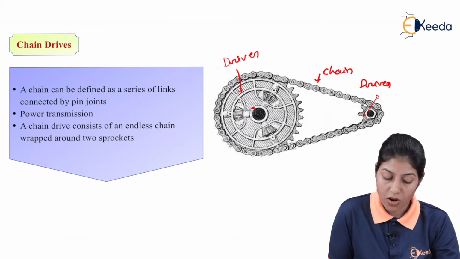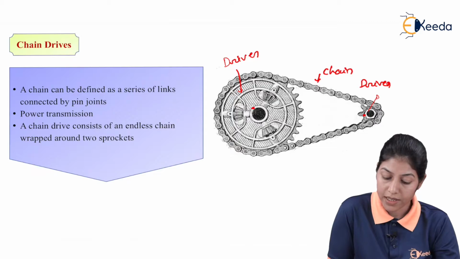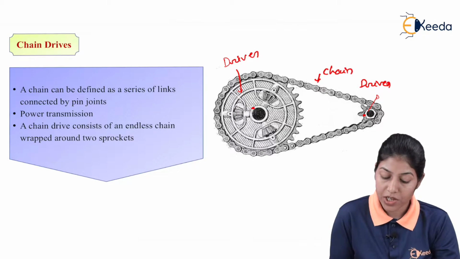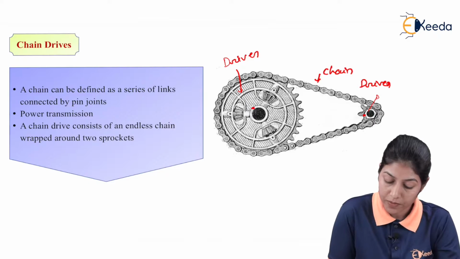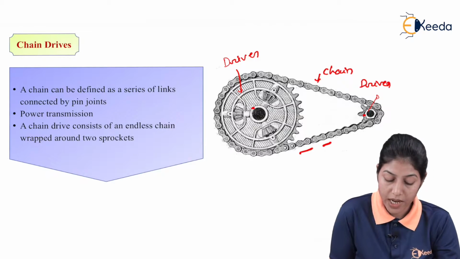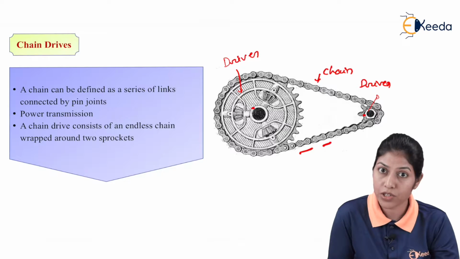So the chain drive we can define as the combination of one driving sprocket, one driven sprocket, and one chain. If we want to define the chain drive, first we have to define what is chain. So here you can see this is the chain. This part is the chain. This chain we can define as a series of links which are connected by pin joints or hinge joints.